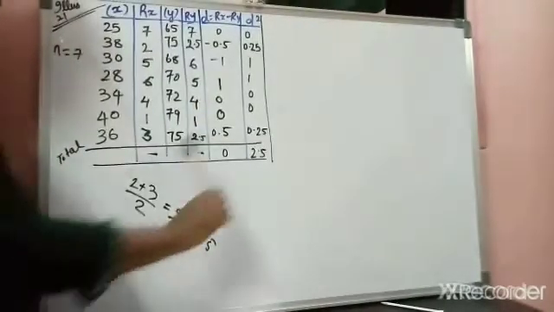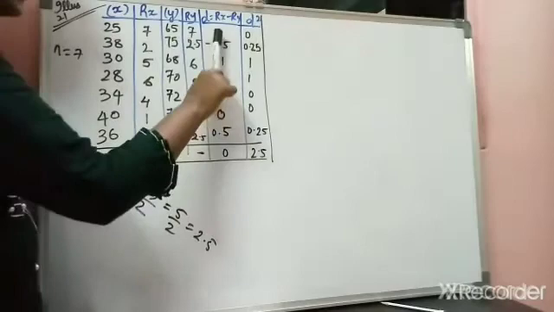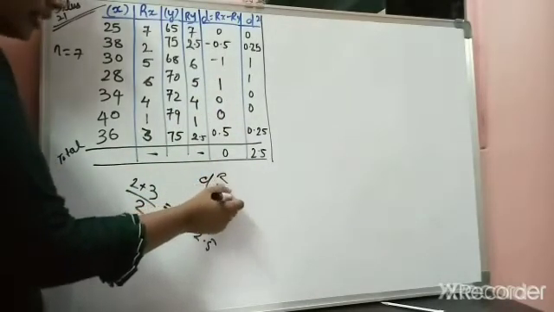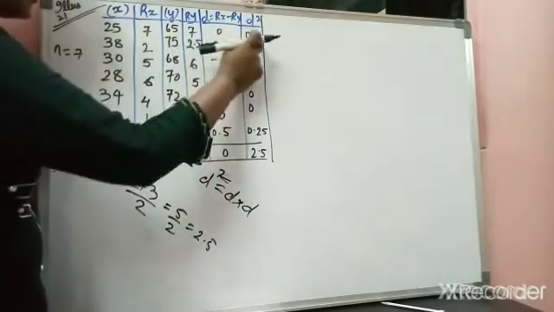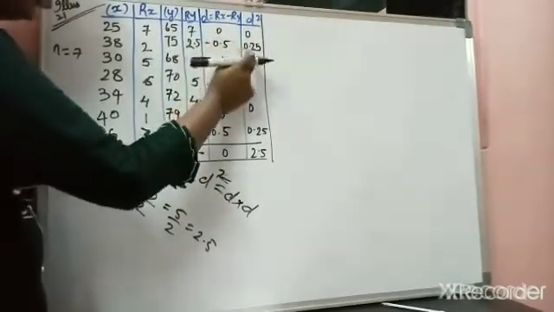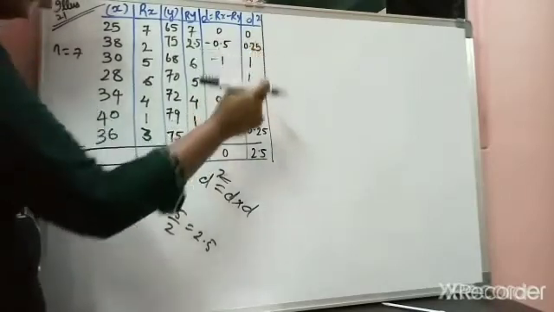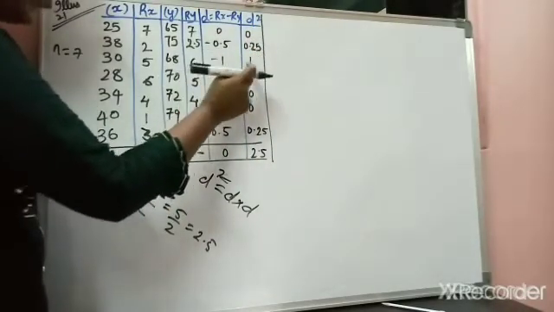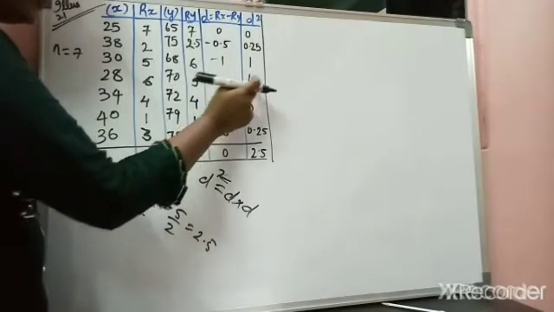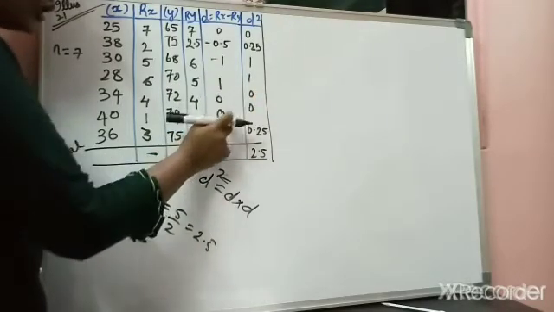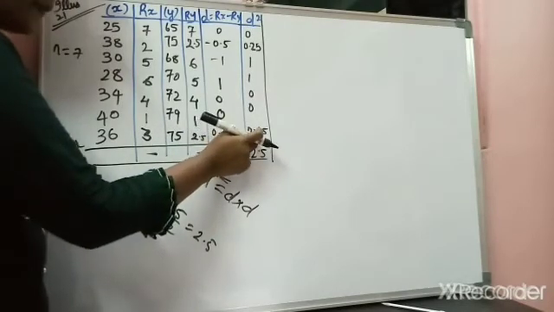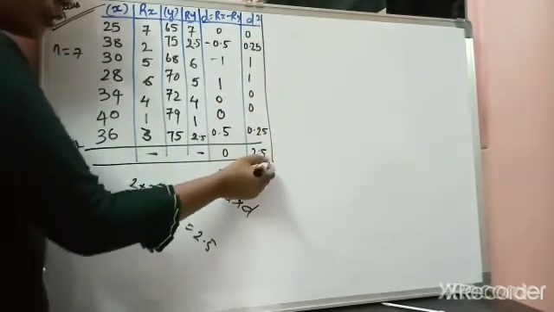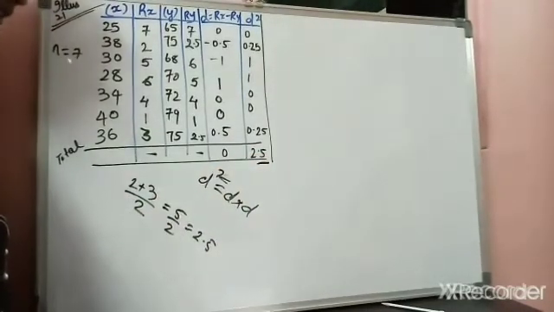Understood clearly? Then you have to find out the D square. D square is equal to D into D. So 0 into 0, 0. Minus 0.5 into minus 0.5, positive 0.25. Minus 1 into minus 1, 1. 1 into 1, 1. 0 into 0, 0. 0 into 0, 0. 0.5 into 0.5, 0.25. Then you have to take the total, that is 2.5. This is the total of D square.